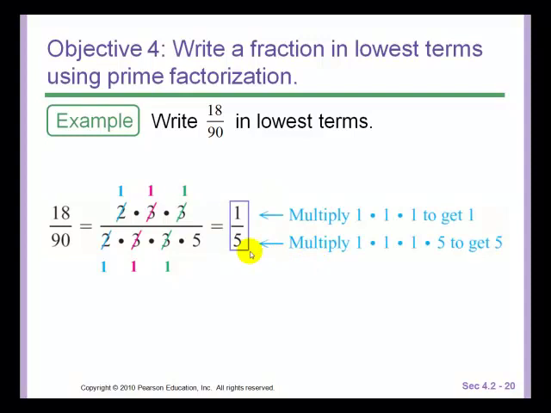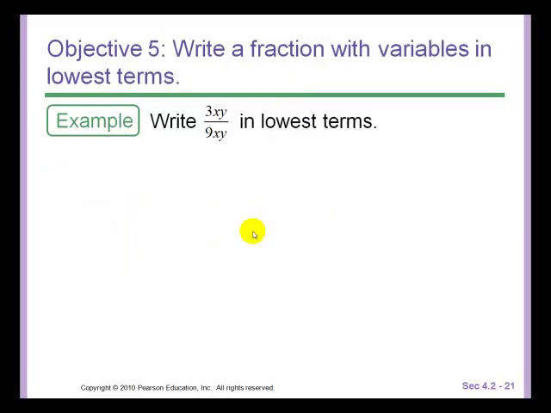Again, our answer is 1/5. 18 over 90 and 1 over 5 are the same value. 1 over 5 is simply in simplified form.